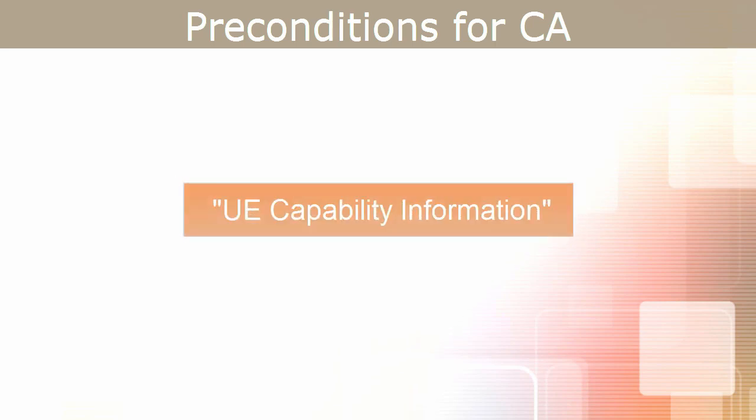The main precondition for CA is that UE should be capable of it. UE tells its CA capability to the network at the time of registration in the UE capability information message. These UE capabilities are the most difficult part in understanding CA. The rest of the things about CA are very easy. Let's see what all information UE sends to the network for its CA capabilities.